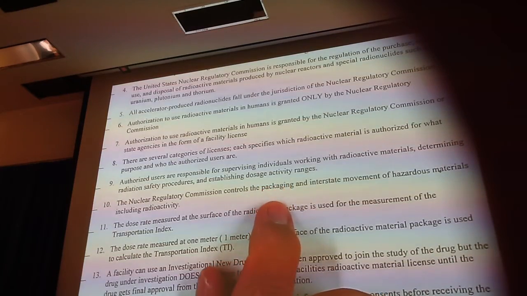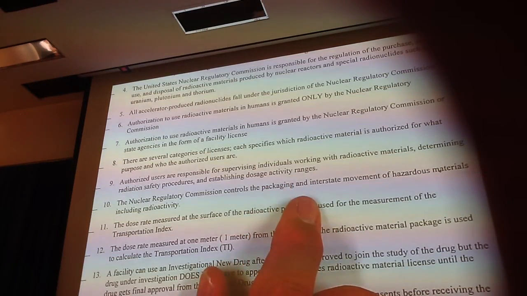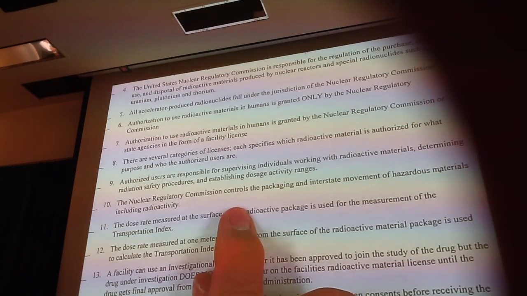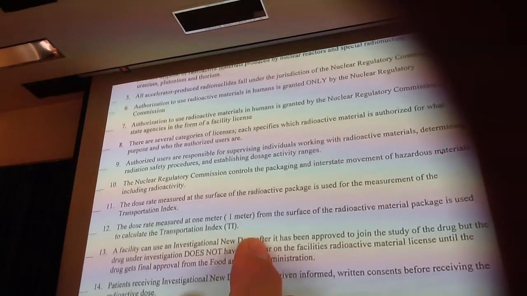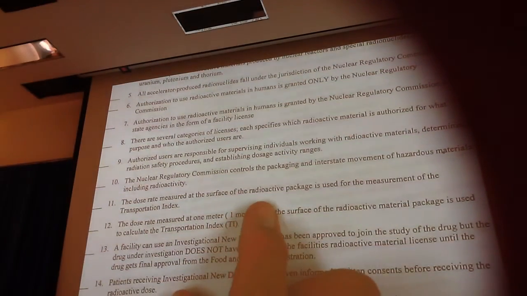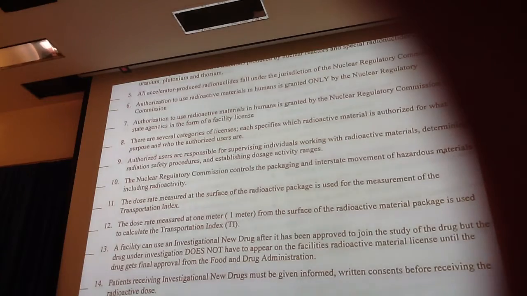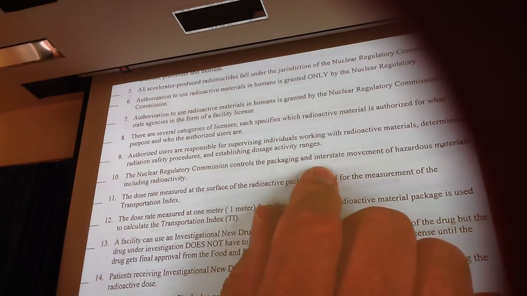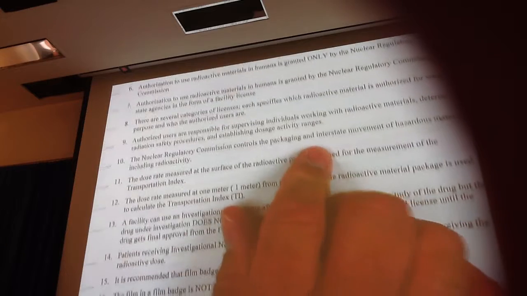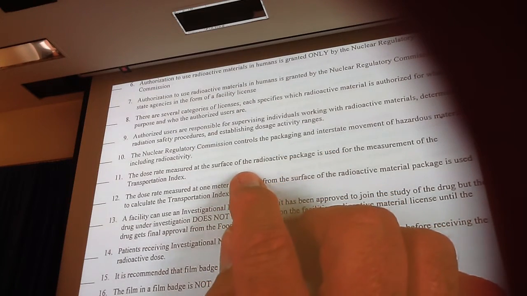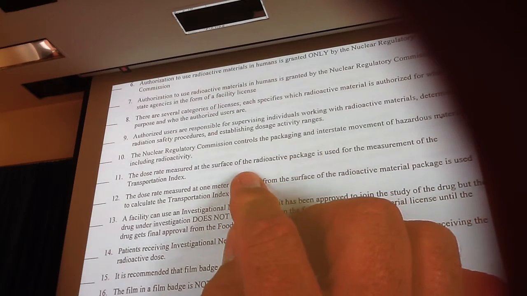Okay, and then number 10, the NRC controls the packaging and interstate movement of hazardous materials, including radioactivity. No, that's DOT. So 9 was true, and number 10 we said was false. Number 11, the dose rate measured at the surface of the radioactive package is used for the transportation index. That was false. Remember, it's 1 meter.